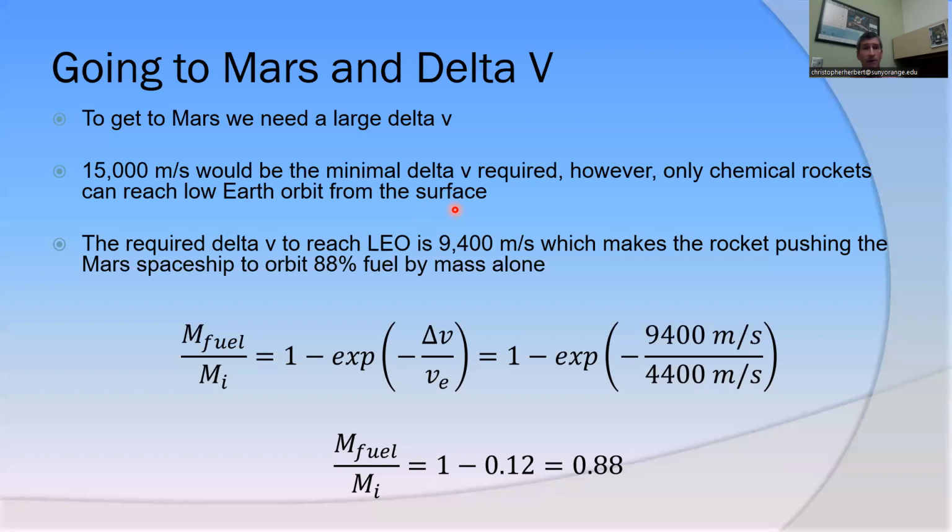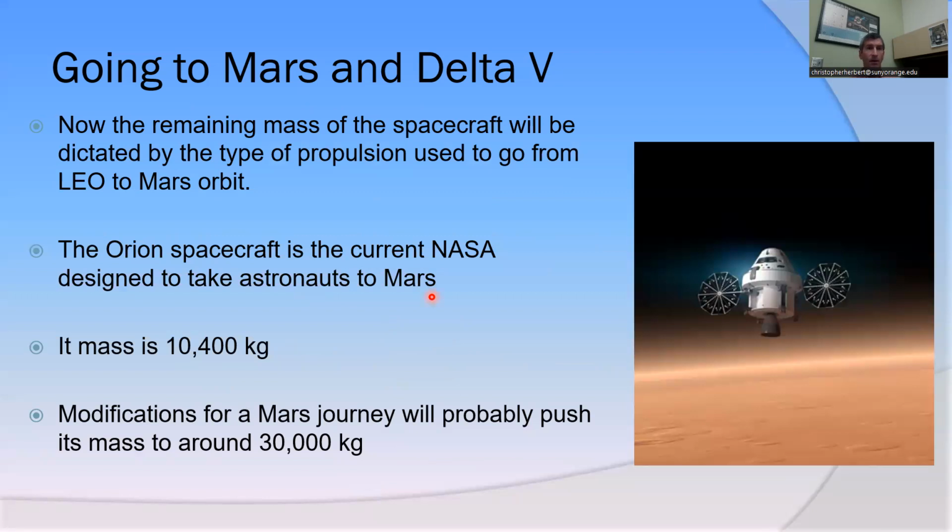To get to Mars, we need an even larger delta V. We need 15,000 meters per second. However, only chemical rockets can reach low Earth orbit. So the required delta V to reach low Earth orbit would be taken up by chemical rockets. But then to get to Mars, okay, we would need 88% of the mass of whatever we put in low Earth orbit to then get us to near where we need to go. So basically, the remaining mass of the spacecraft will be dictated by the type of propulsion that we use to go from low Earth orbit to Mars.